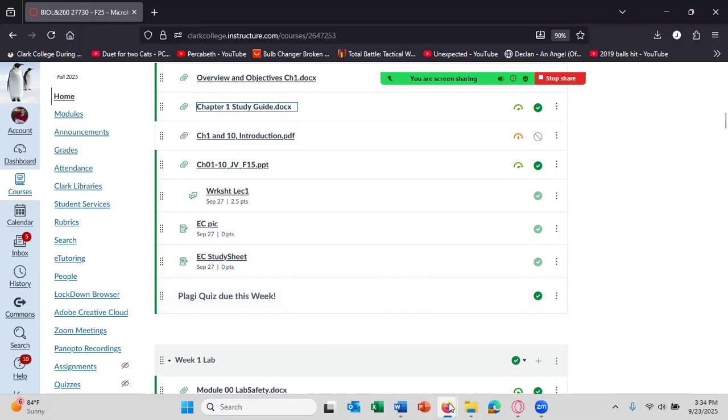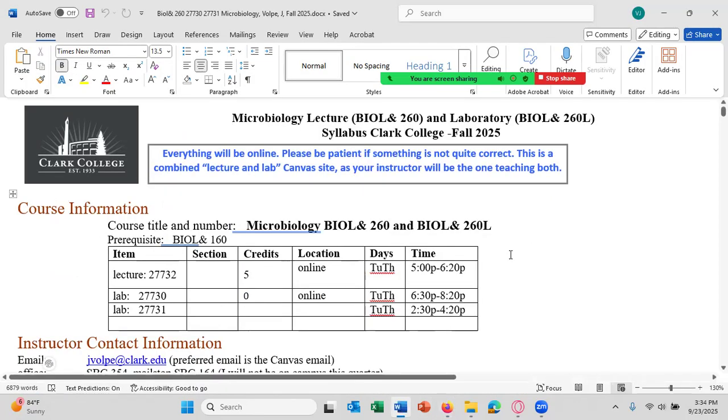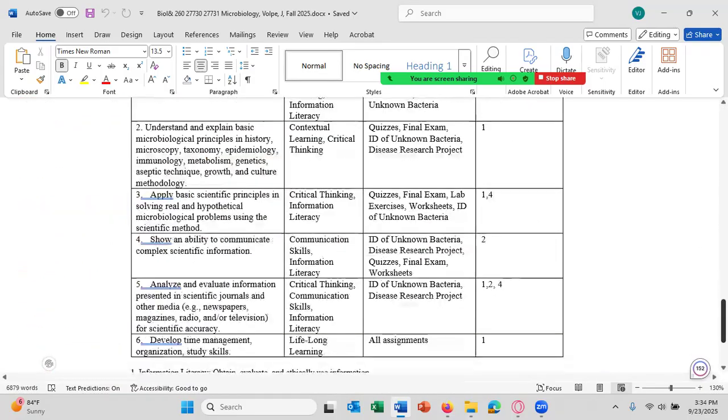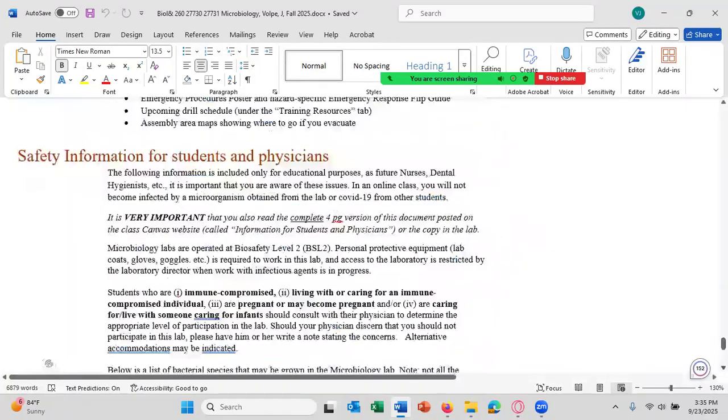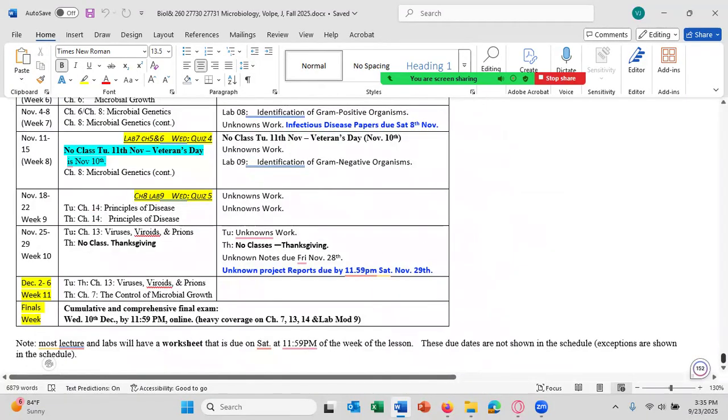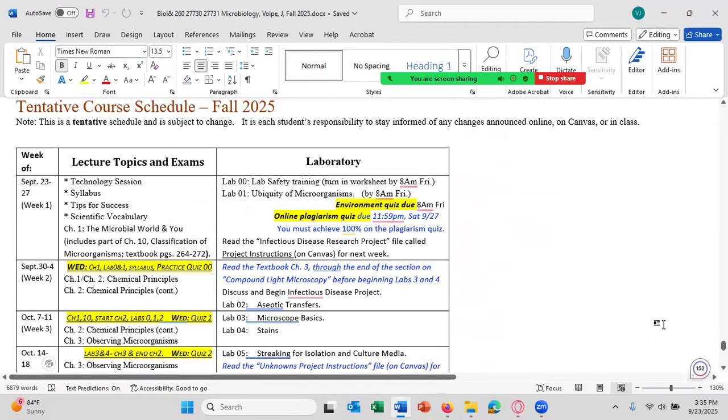Let me just point out the syllabus. I've got the information about the class at the top of the page. We'll talk about the syllabus in the lecture. But at the end of the syllabus, I've got the schedule for the class. Tentative schedule for fall 2025. It may change, but at the moment, this is the schedule we'll work with. On the leftmost column, I've got the week, September 23rd, starting Tuesday, ending September 27th. Saturday, everything is due at 11:59 p.m. Saturday.